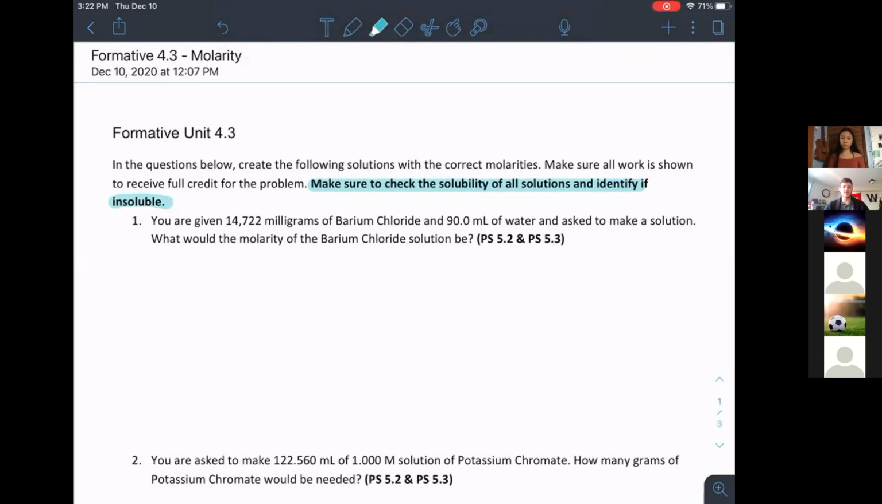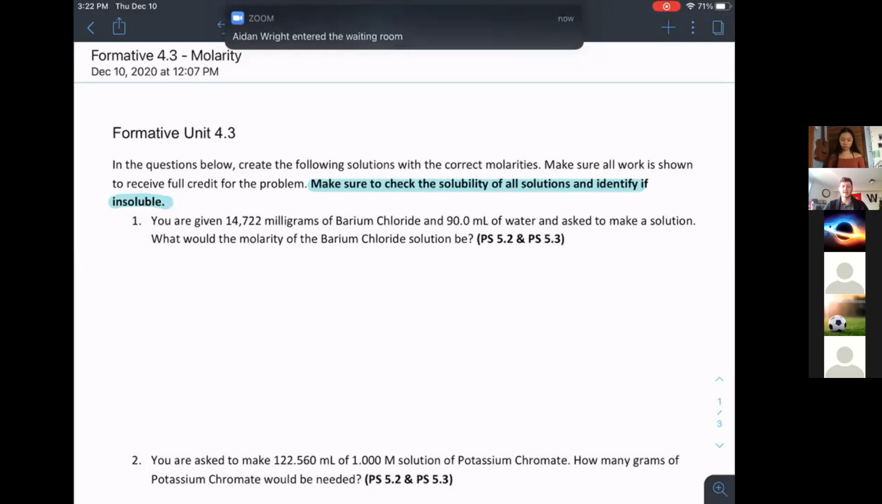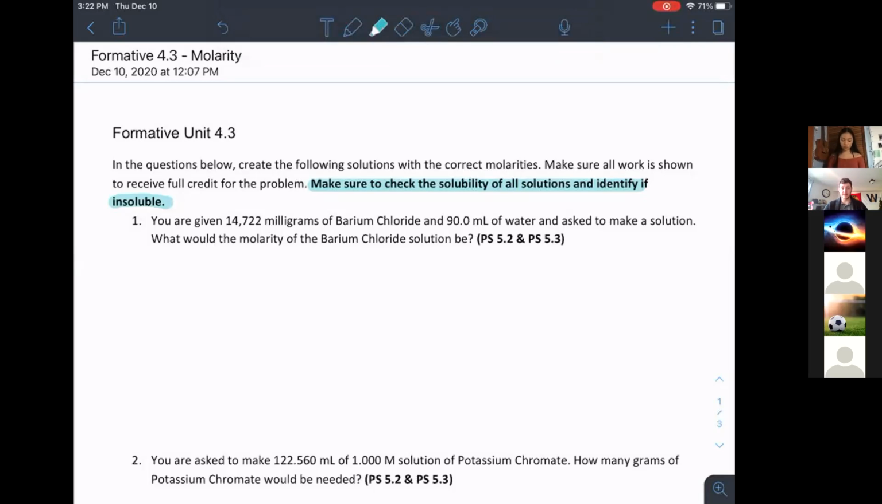So we look at that first one. It says you are given 14,722 milligrams of barium chloride and 90.0 milliliters of water and asked to make a solution. What is the molarity of that barium chloride solution? So the first thing we're going to do is check that solubility, and you're going to find out that barium chloride is soluble.